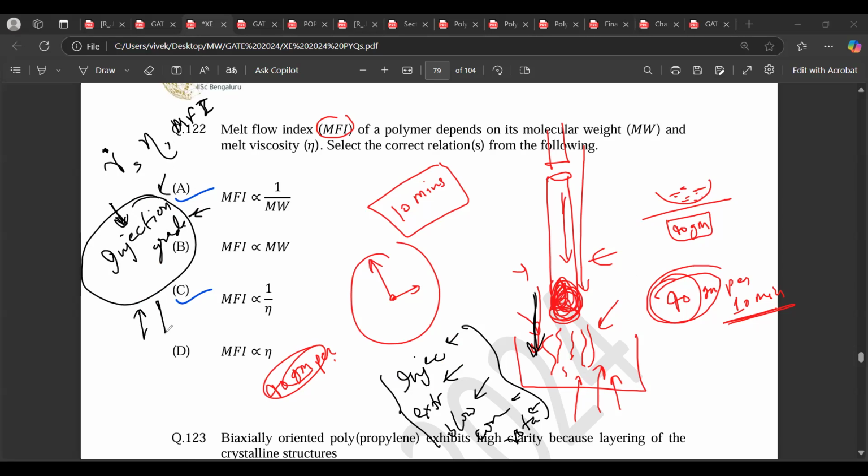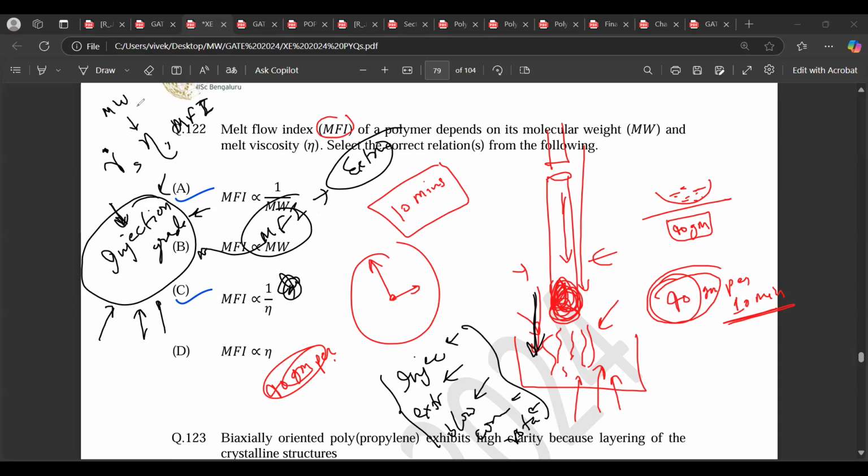It's very difficult to tell what the MFI value is for injection grade material and what the MFI value is for extrusion. The exact value is very difficult, but qualitatively you can tell, right? In what kind of processing do we need a high flow rate, injection or extrusion, or low viscosity? Okay, we'll come to the viscosity later, because this question is based on viscosity, flow rate and molecular weight. So see, this viscosity is decided by molecular weight.